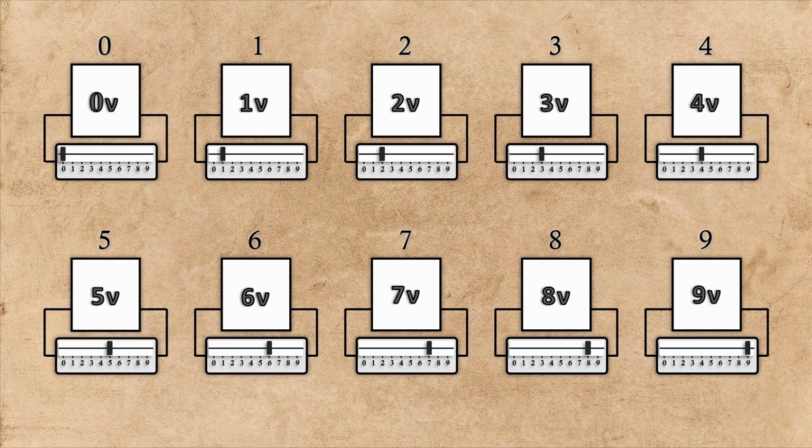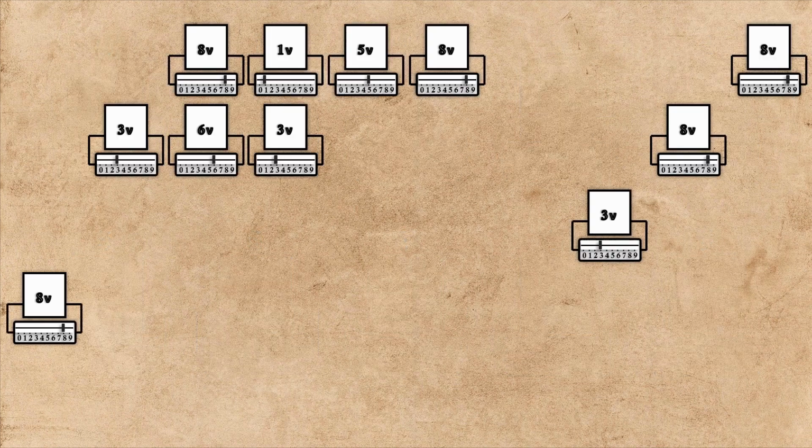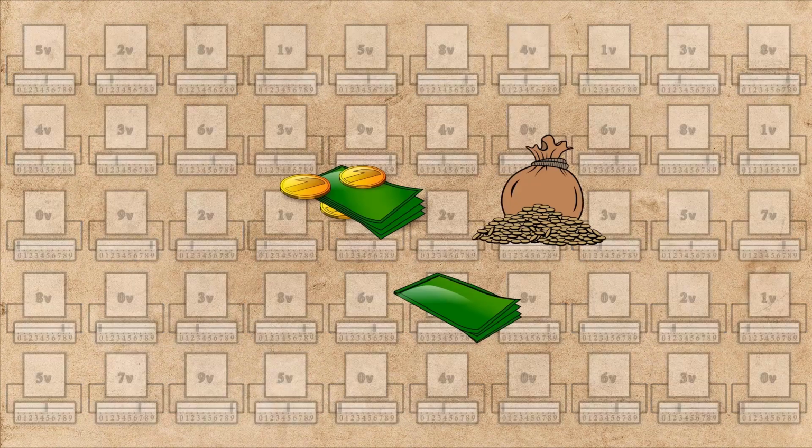Computers store millions of digits. Since we should have a voltmeter for each digit we store, it becomes too expensive. It's not the only issue.